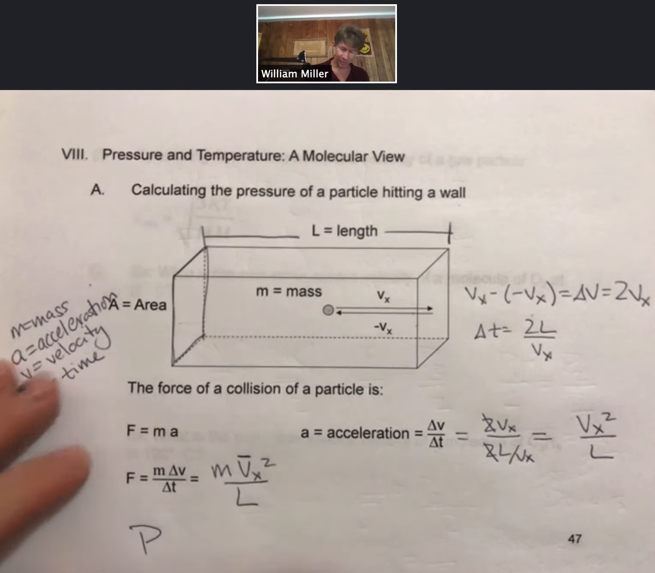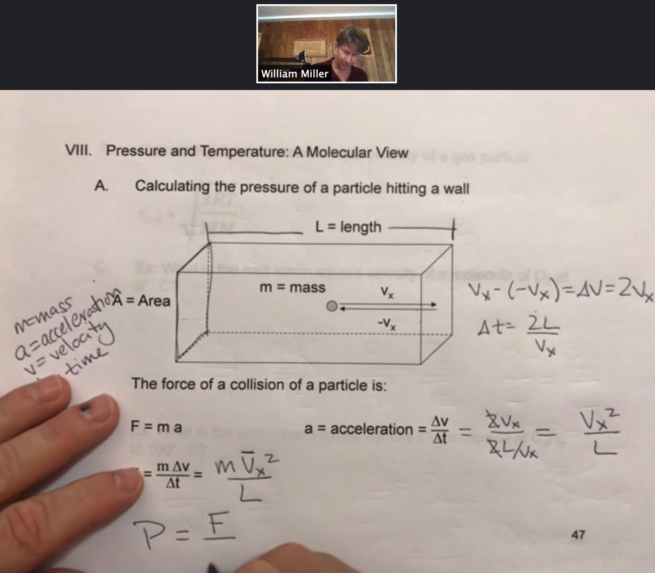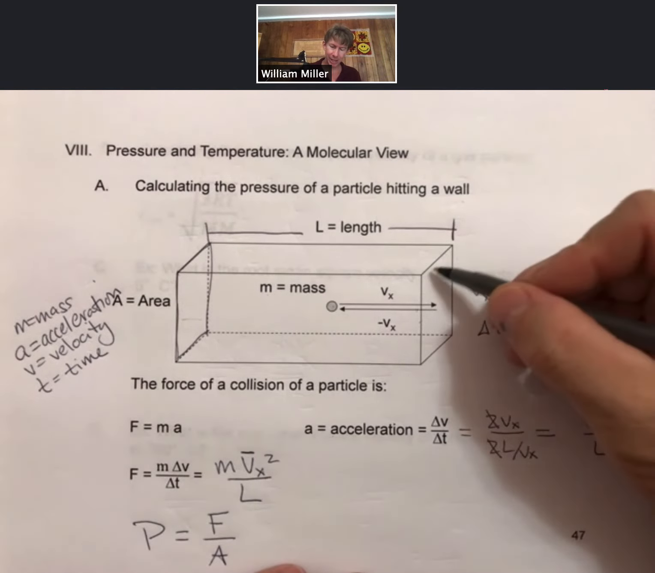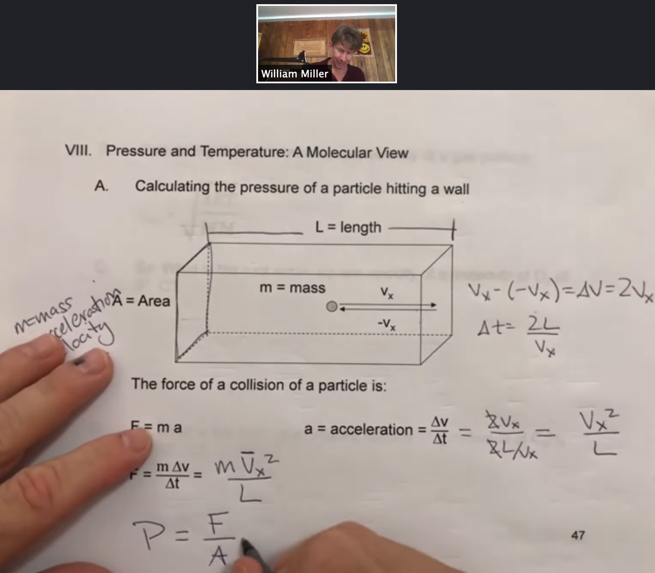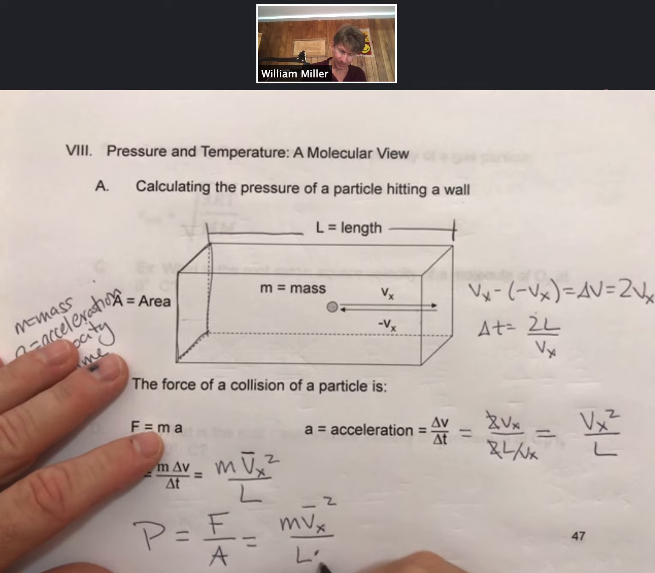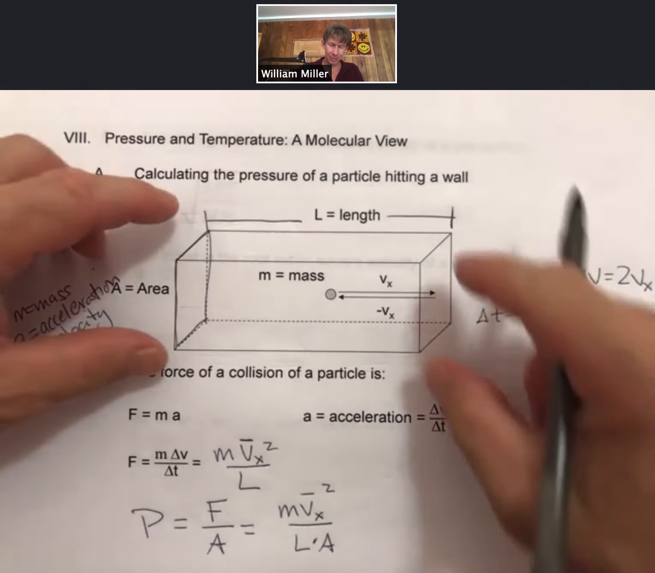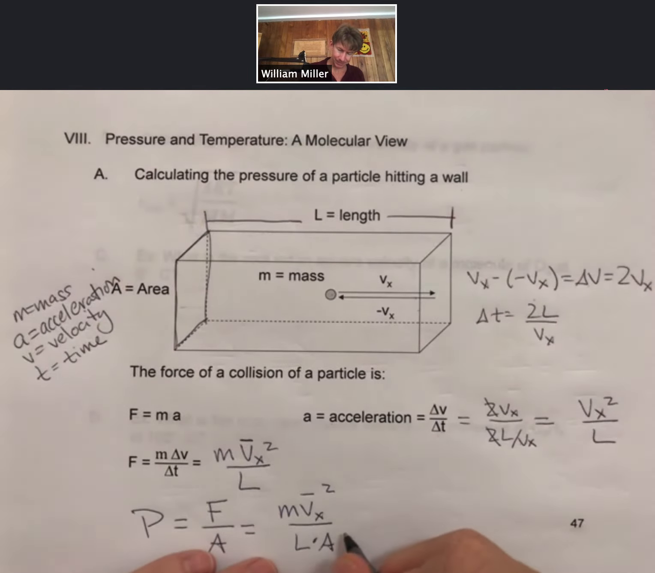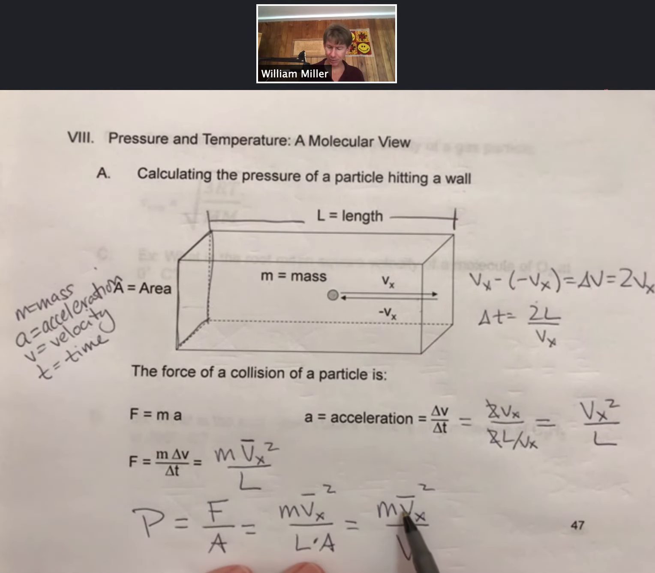Now, to take it one step farther, we've previously said that the pressure is going to equal force over area. And so the area of the wall is A. Either wall is A, by the way. And so mass times average velocity in the x direction squared over L times A, where L times A is going to be the volume of the container. So now we have velocity in the x direction, average, and volume here.